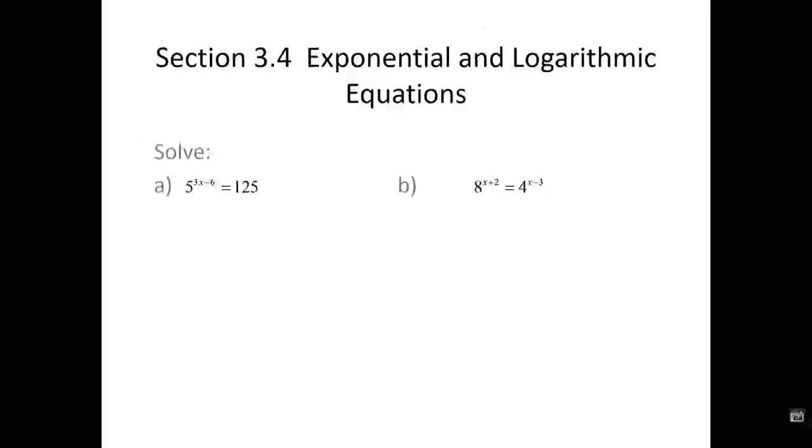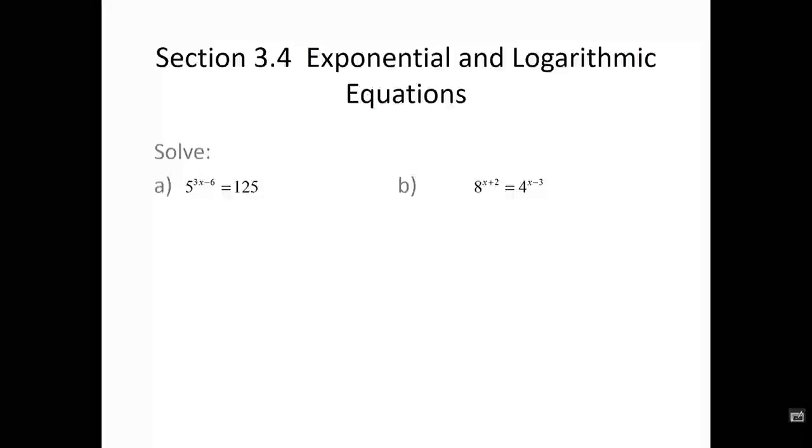Okay, 3.4, exponential and logarithmic equations. An exponential equation is an equation containing a variable in an exponent. We will solve exponential equations by expressing each side as a power of the same base. And once we have that, we can equate the exponents.